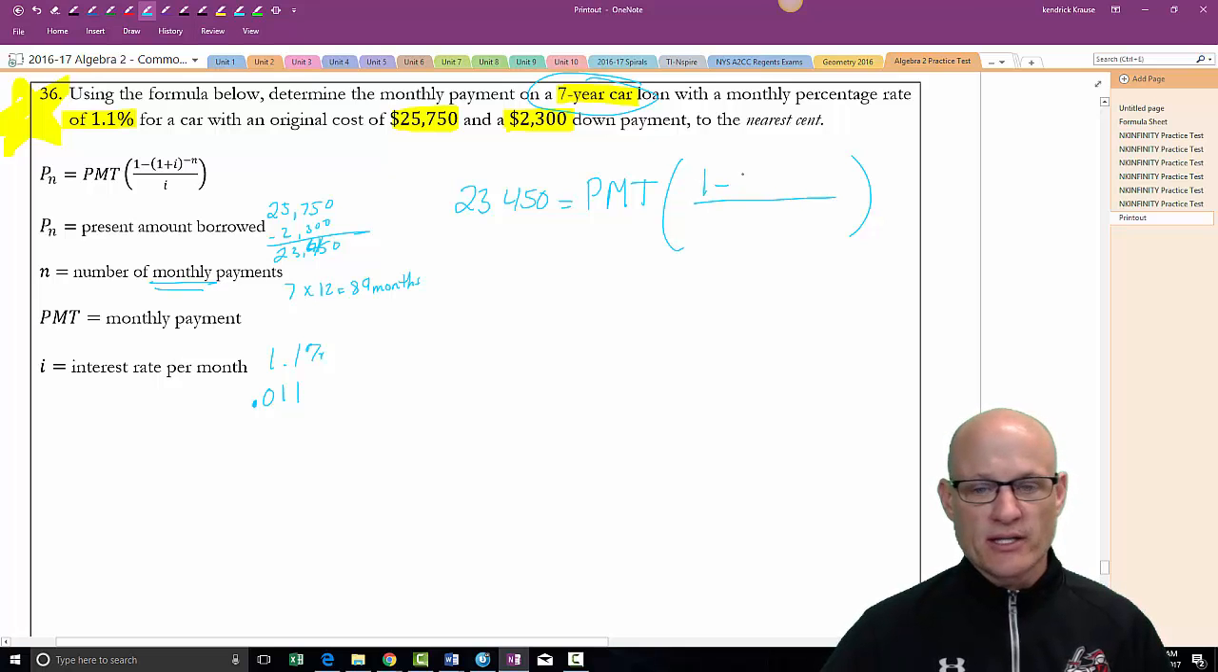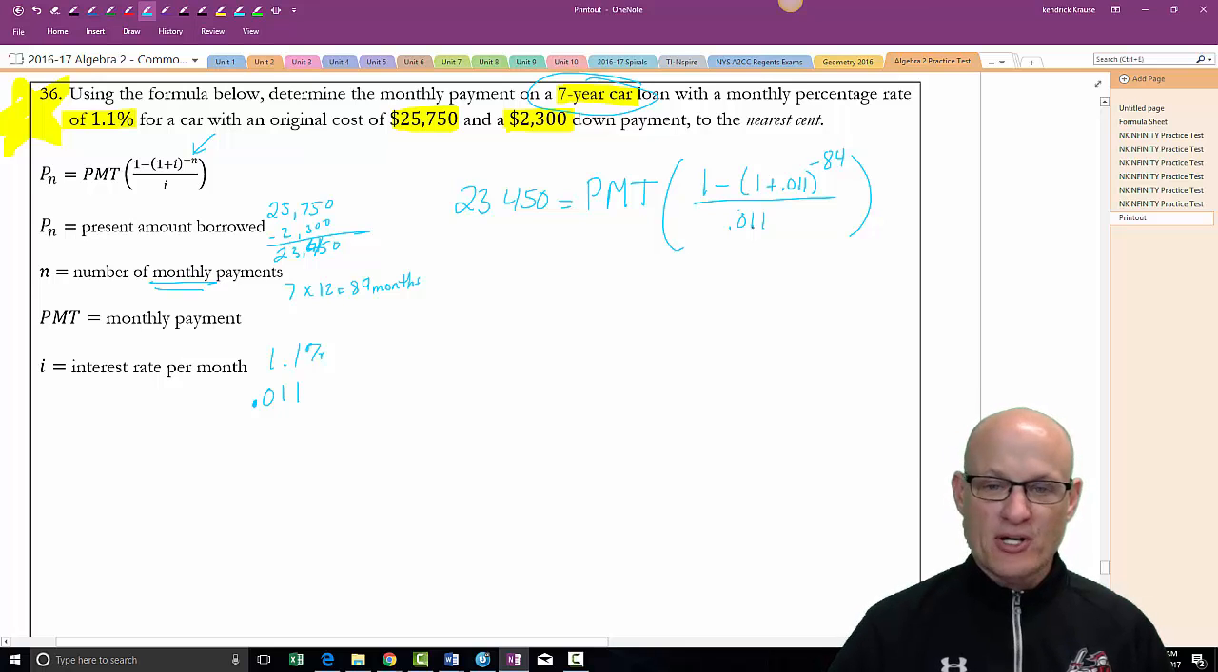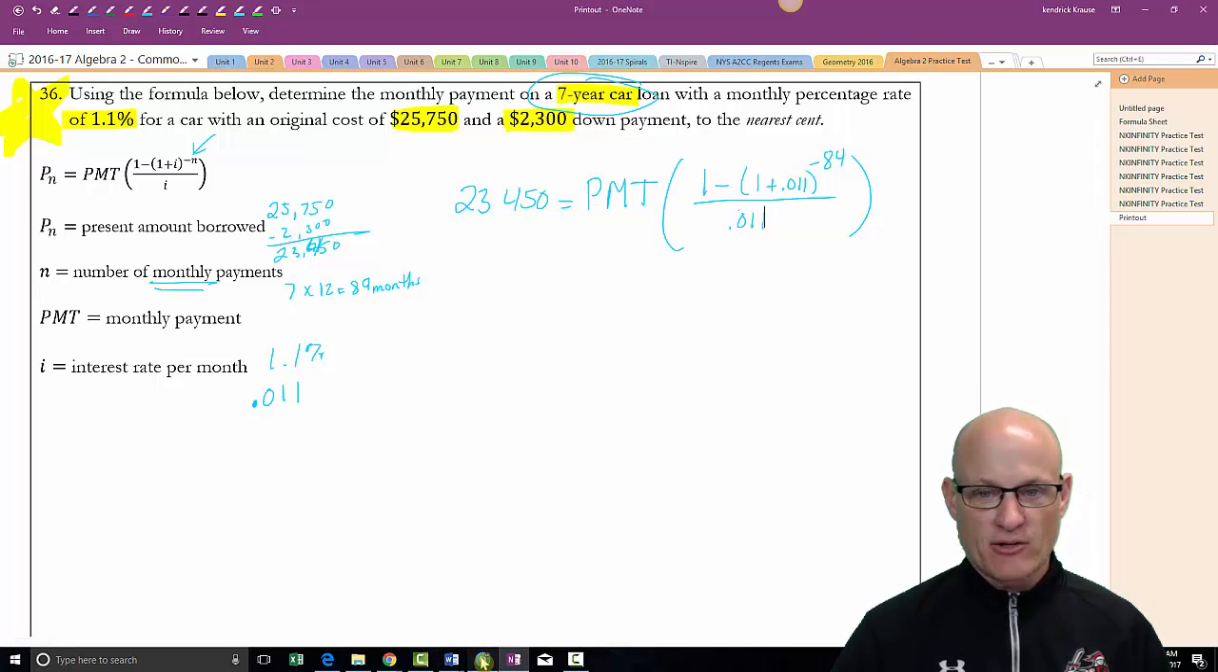It's 1 minus 1 plus 0.011 to the negative 84. Notice there's a negative there. All over 0.011. So that behemoth thing on the right, I'm going to put in my calculator.